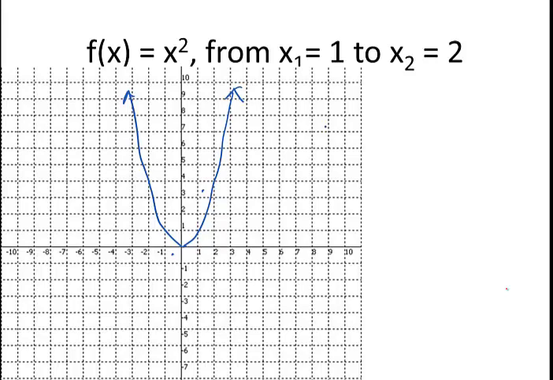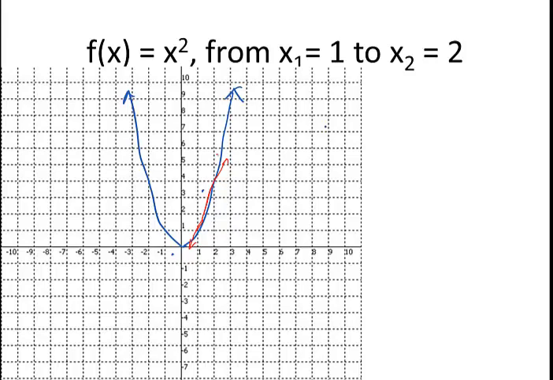So let's look at the example f of x equals x squared. And we're just going to look on the interval from x1 equal to 1 to x2 equal to 2. So just right here where x equals 1 to x equals 2. I'm going to begin by drawing the secant line that goes through those 2 points, which should look something like that. Should be a straight line.